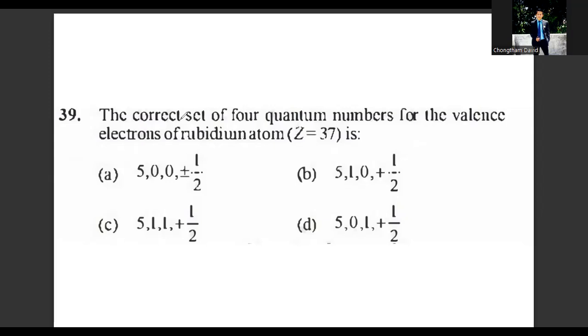It means the last electron enters the s orbital and it is in the fifth period. So since the last electron enters the 5s orbital, the principal quantum number would be 5. Azimuthal quantum number is 0. Then magnetic quantum number is also 0. Spin would be plus or minus half. So 39 would be A, 5, 0, 0, plus or minus half. This is the correct combination of the quantum numbers.